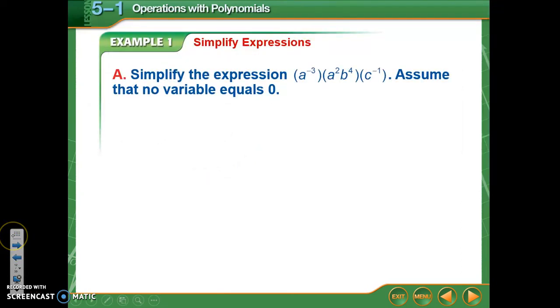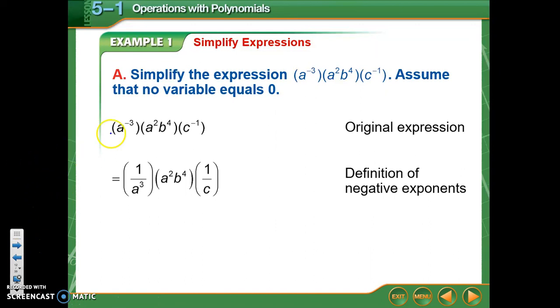All right, so let's look at this expression. A to the negative 3rd times a squared b to the 4th times c to the negative 1. So what we're going to do is take our original expression, and we're going to get rid of our negative exponents. So a to the negative 3rd is 1 over a cubed. A squared b to the 4th stays the same. C to the negative 1 is 1 over c to the positive 1.